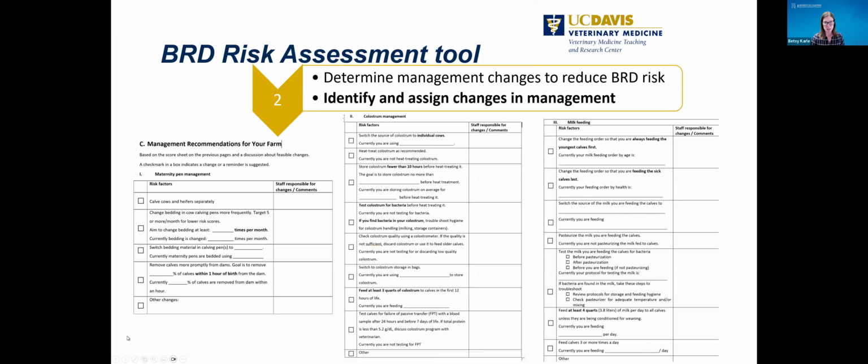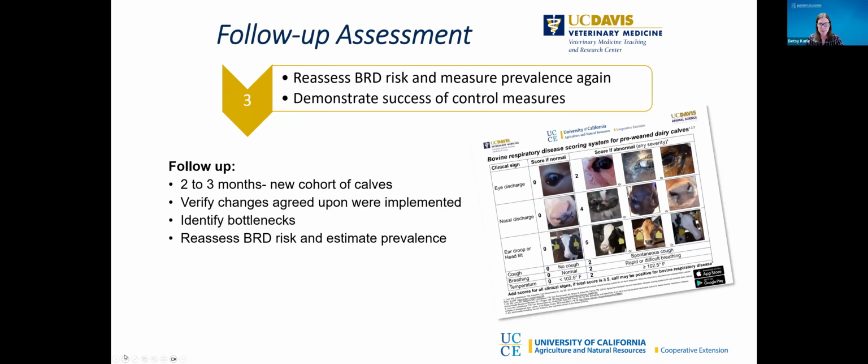And so we'd encourage picking a few categories that are maybe low-hanging fruit where you could make a change, perhaps to the maternity pen, and instead of changing bedding in the maternity pen twice a month, let's try going to 4 times a month and see if that potentially makes a difference. And then really assigning that to someone specifically so that they are responsible and have kind of ownership of that task.